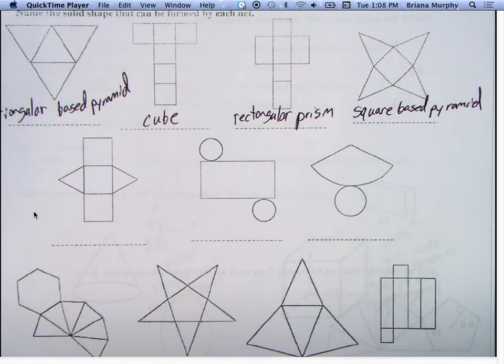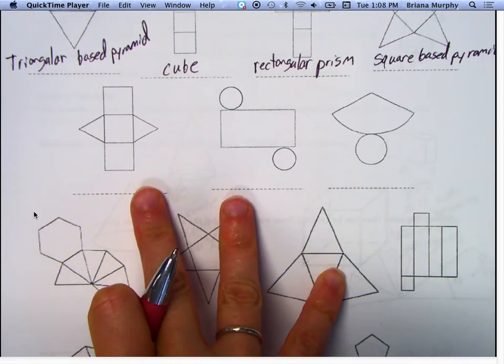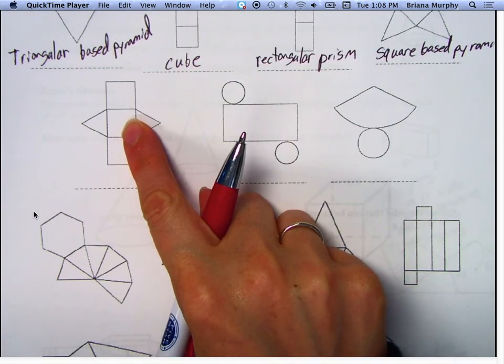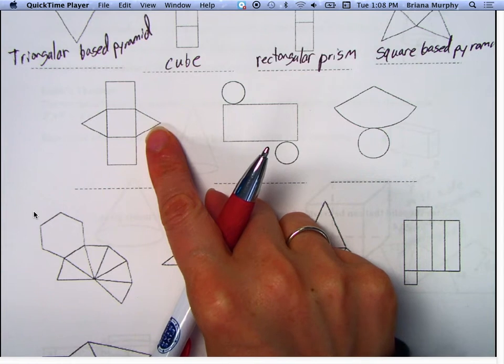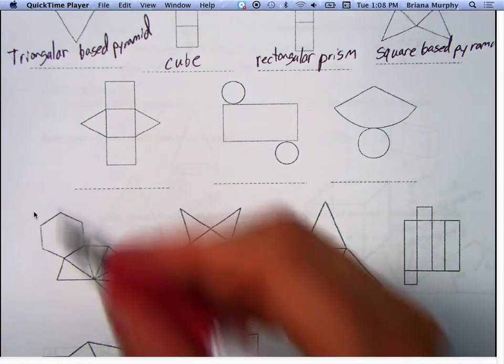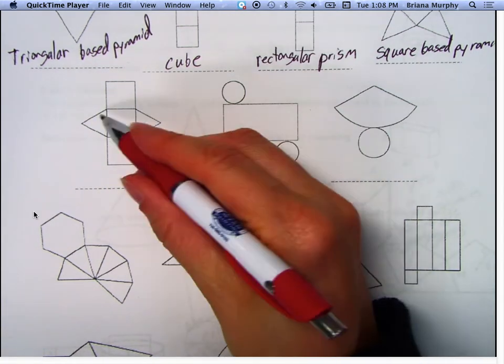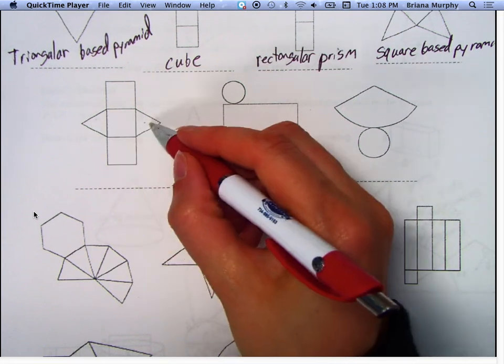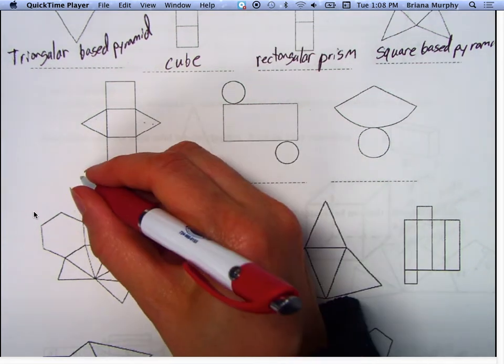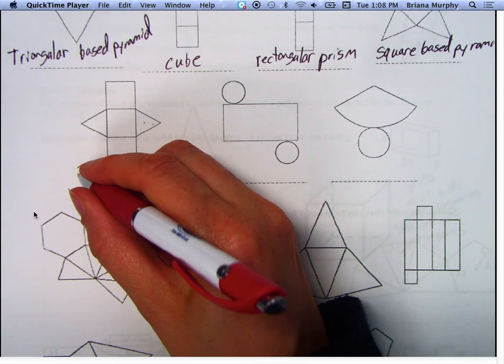Okay, what's the next shape? Prism or pyramid? Prism is correct. It's not going to come to a point at the top, and my two bases that match are triangles. Those are my bases. So it's a triangular prism.